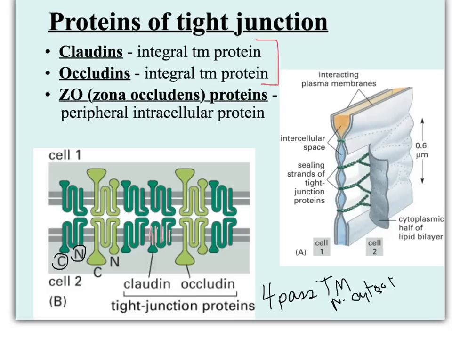Claudins and occludins both have a similar structure. The N and the C termini are in the cytosol, and they both are 4-pass transmembrane proteins. Claudins interact with claudins, occludins interact with occludins, and they're doing that across cells. So this space here is the space between cells, and the gray is the cytosol of one cell, and this is a second cell. So this is cytosol here.